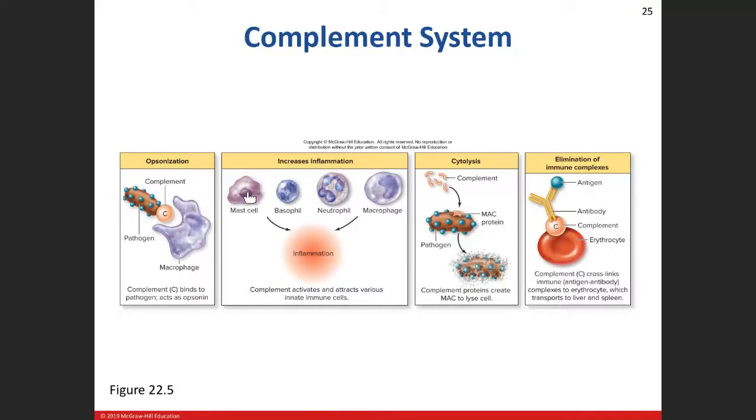So all we need to do is activate these cells here, the mast cells and the basophils, which will start the inflammatory process. Then the chemotactic chemicals will attract neutrophils and macrophages, these are phagocytic cells, to that area, and they will undergo the process of inflammation.